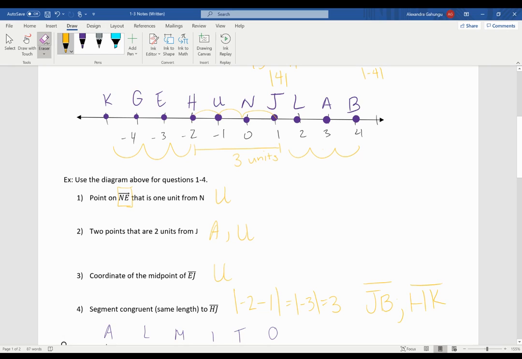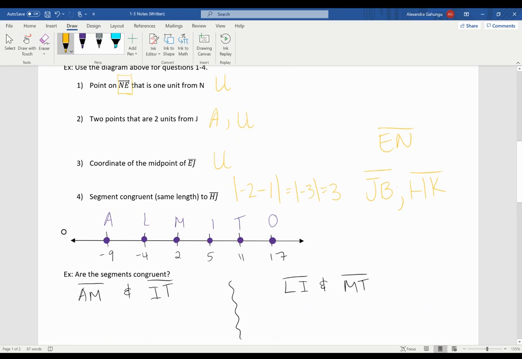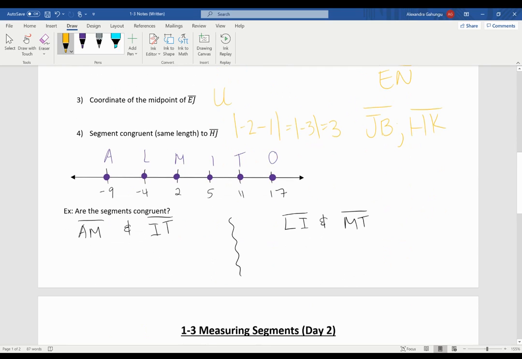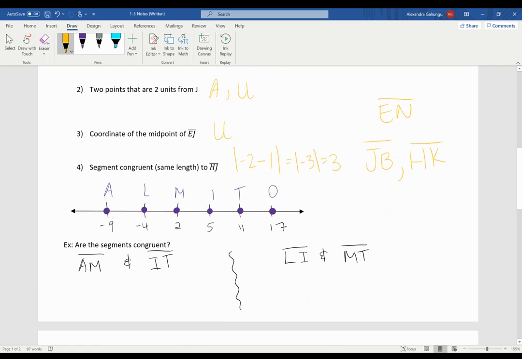And you can also go from any other point. You could also find a segment that's congruent in E all the way to N. So EN is 3 units, 1, 2, 3. And then we're going on to, so we're going to use the absolute value way of finding whether our segments are congruent or not.